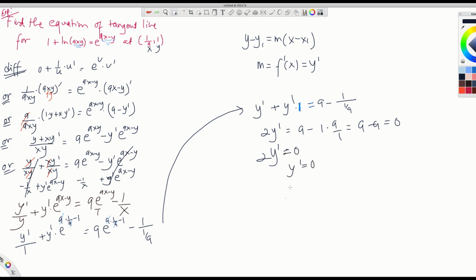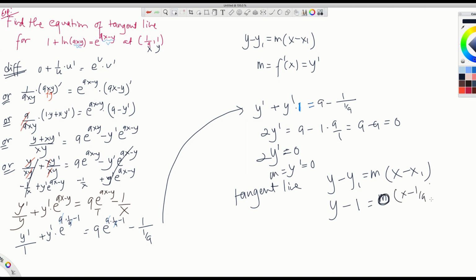So how do we find the equation of the tangent line then? So the tangent line is y minus y1 equals m times x minus x1. So m is basically that y prime, right? So you write y minus y1 is 1. You just take that as x1, y1. 1 equals m is 0, right? So let me write down that 0 times x minus 1/9. So 0 times that is just basically 0, right? So the final answer will be y minus 1 equals 0.